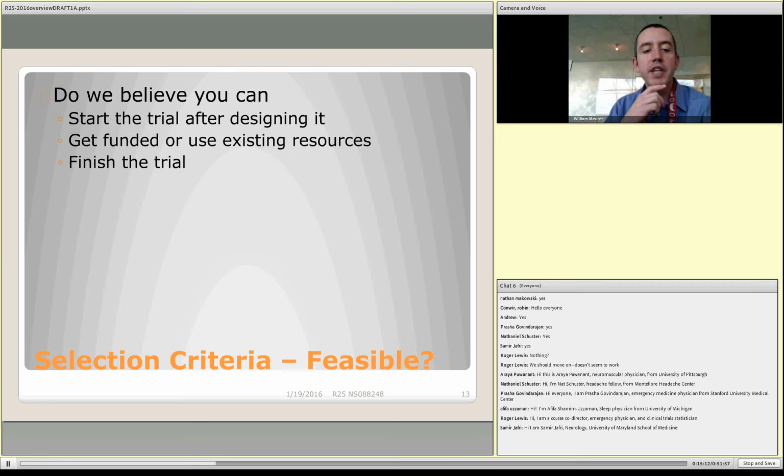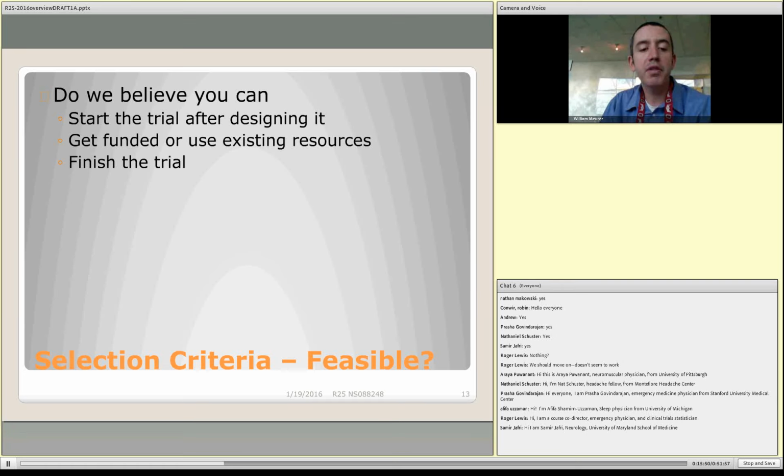So our second selection criterion, and I've put all of this into the application instructions for this year, is feasibility. Do we believe that you can start the trial after designing it, get funded or use existing resources, and finish the trial? The goal of having this resource is both to help you in your career development, but also raise the level of the rigor of the science that is being done in clinical trials in the neurosciences. So we want to invest in projects that have a clear pathway that seems reasonable.